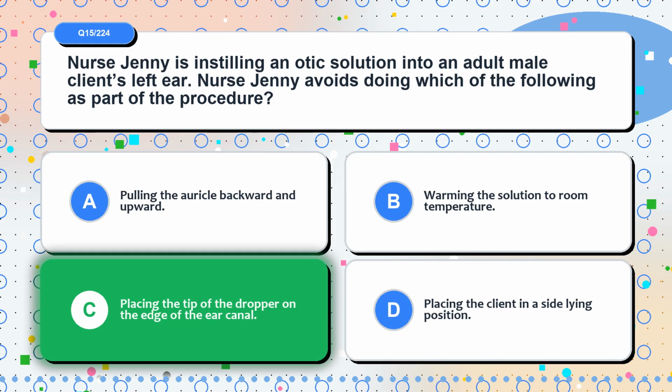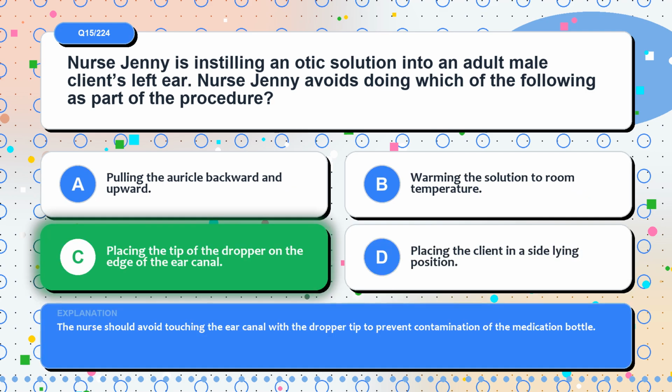The correct answer is option C. Placing the tip of the dropper on the edge of the ear canal. The nurse should avoid touching the ear canal with the dropper tip to prevent contamination of the medication bottle.